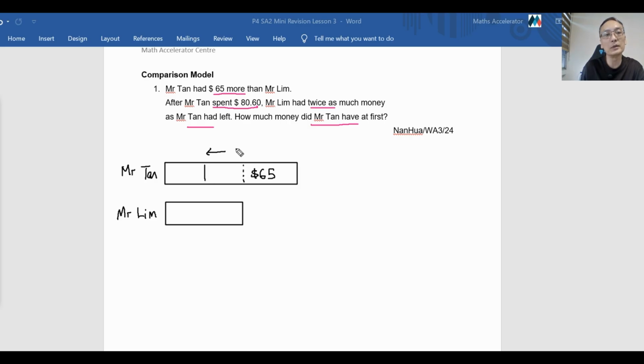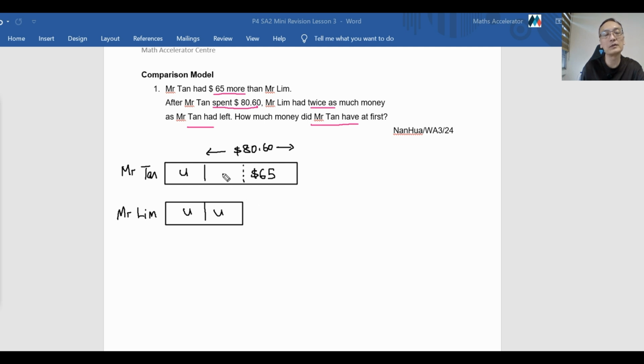This portion will be $80.60. And after spending this amount, Mr. Lim has twice the amount left of what Mr. Tan has. So that means if Mr. Tan has 1 unit left, Mr. Lim would have 2 units.